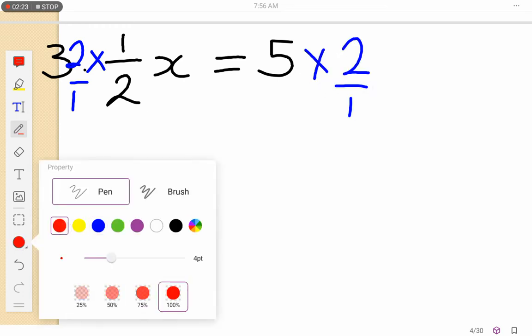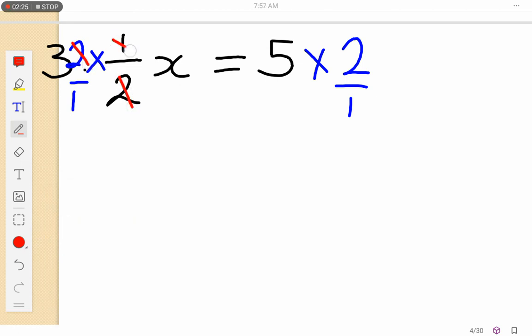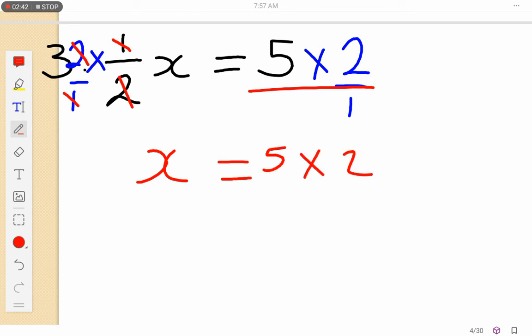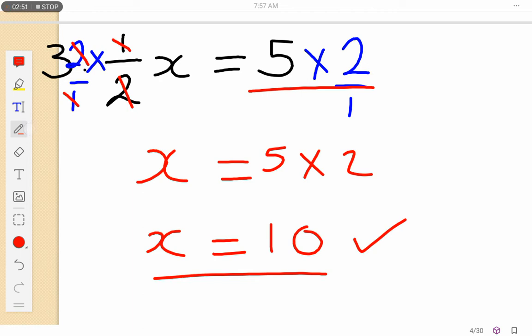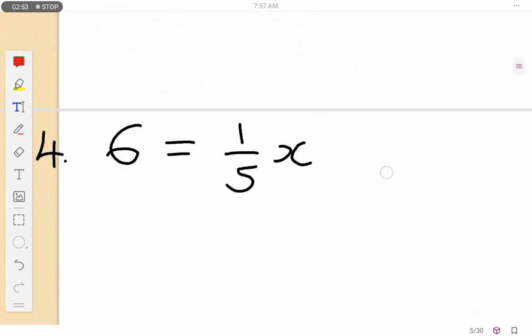So these 2's will cancel off each other and the 1's will cancel off each other and we will remain with an x there. This is equal to, when I have a number like this, it's the same as 5 times 2 over 1. And when we get that, we simply say 5 times 2, because when we divide by 1, we get the same number. So our x is going to be 5 times 2, we get a 10. So our x is going to be a 10 there. Okay, let's move on to the next question.